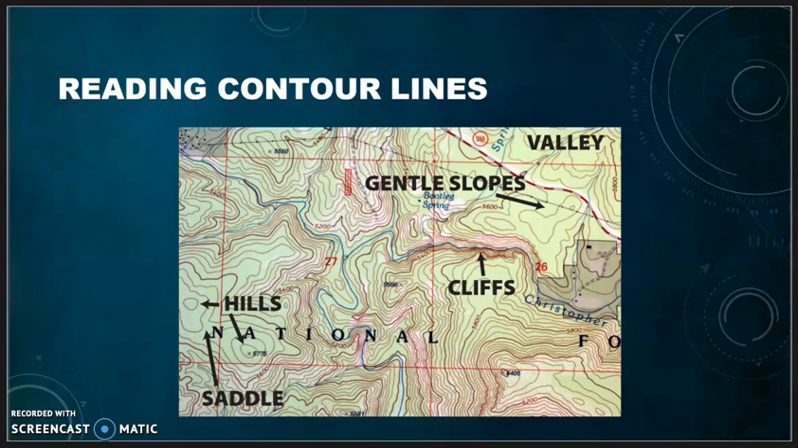So when you're reading contour lines on a map, one thing to look at and to notice is when you see contour lines really spread apart, you have your gentle slopes. And then when they're really close together, you have cliffs. Hills will have a center and go down. And then you have your saddle and valley characteristics as well.